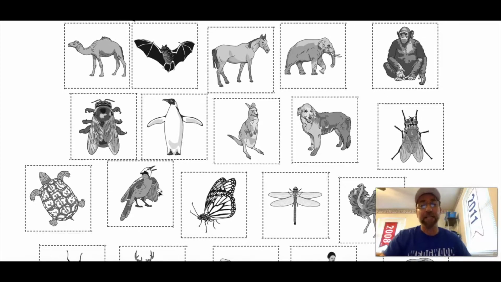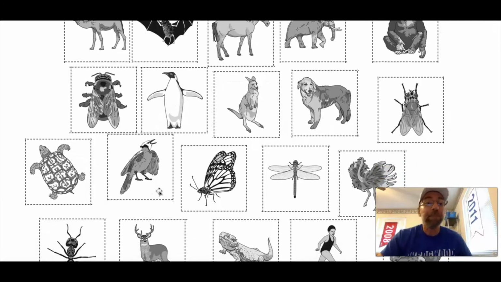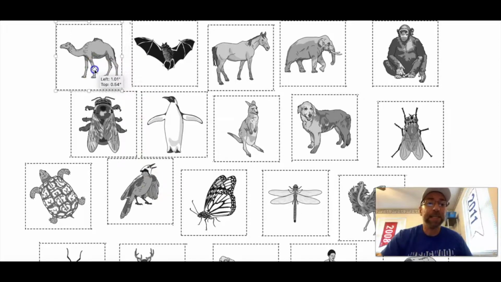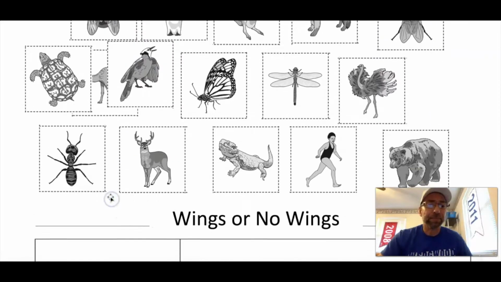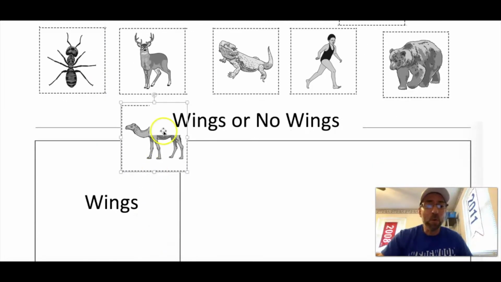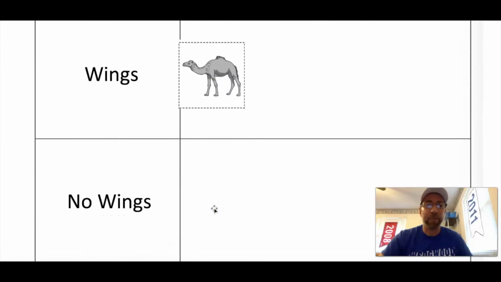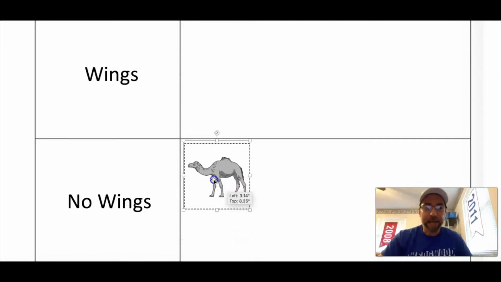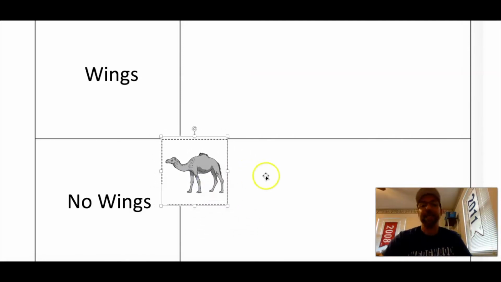The first thing I like to do is move the card into the area on my tally chart. So my very first animal is a camel. Does a camel have wings or no wings? Where should I put the camel? Wings, no wings. Well, the camel has no wings. So I'm going to put the camel there in that row that says no wings.